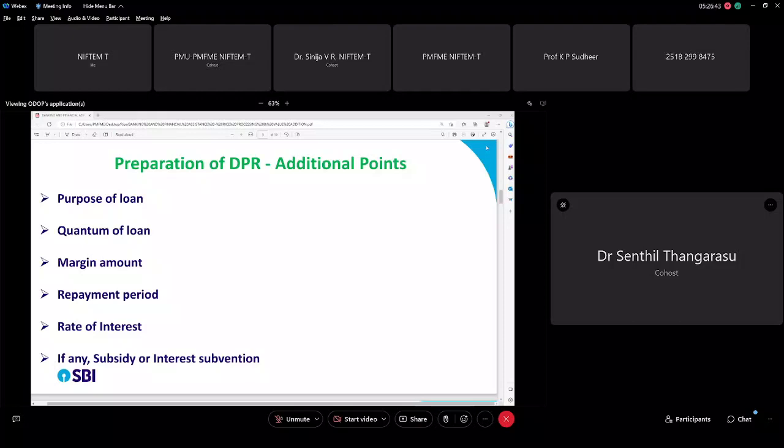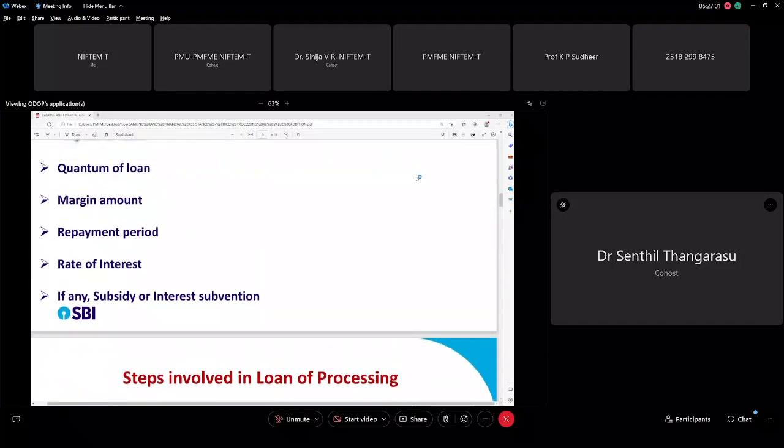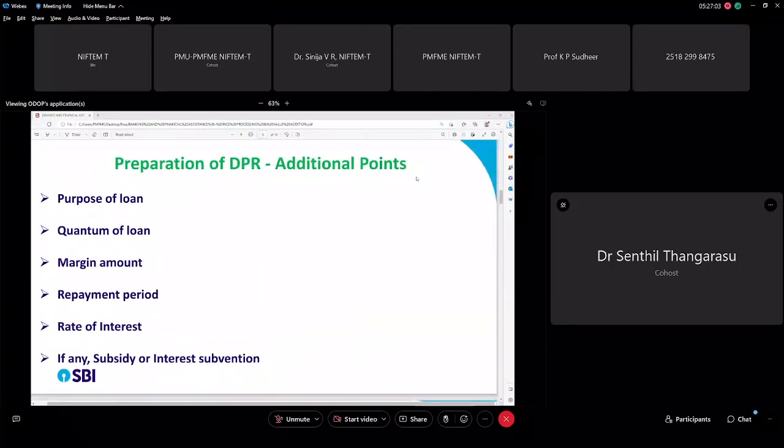Subsidy means that government will provide capital subsidies for a portion of your project. Or interest subvention is also available for some particular proposals, given directly by the government, government of India or state government or central government. These are all the things. Now, we saw what are the things required for preparation of the detailed project report. This is the most important thing.